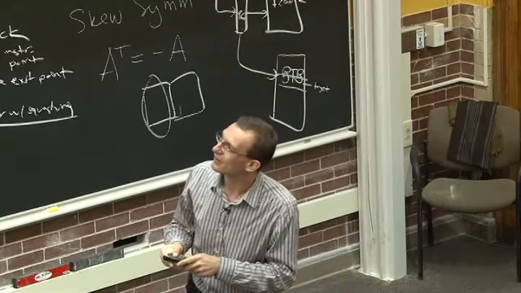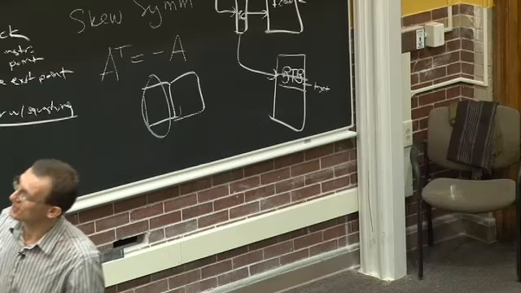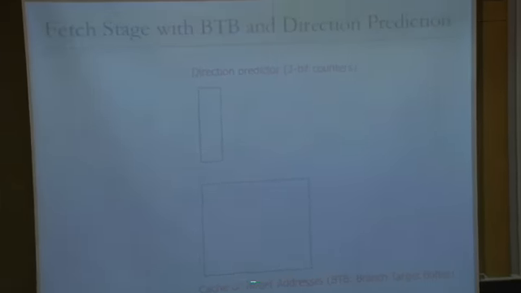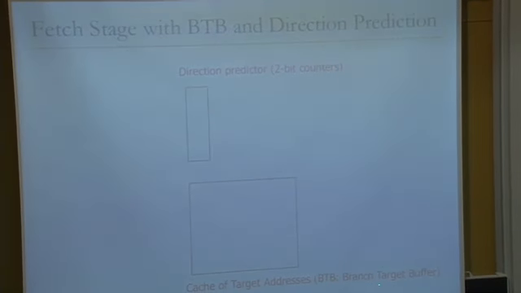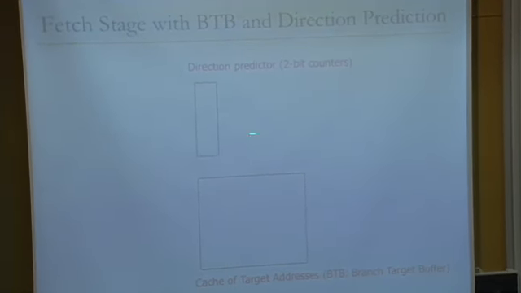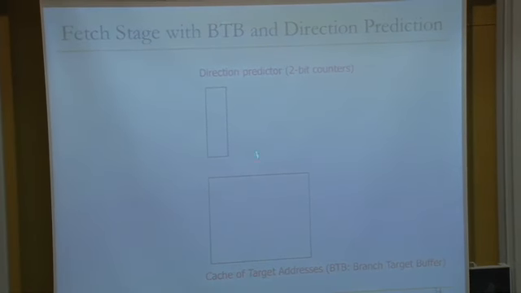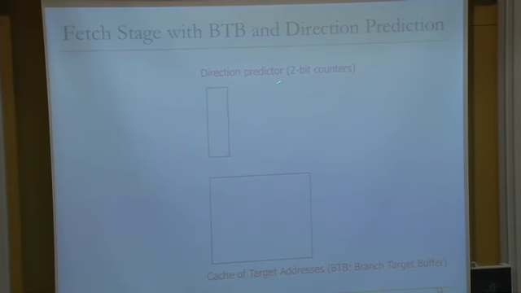Okay, so let's take a look at the fetch stage, a general fetch stage, where we actually predict the branches, conditional branches. This is the cache of target addresses, which is the branch target buffer that I show here. And I don't show the I cache here. The I cache is also accessed in parallel. And we also have a direction predictor. I'll call it a 2-bit counter, and this will become clear soon.